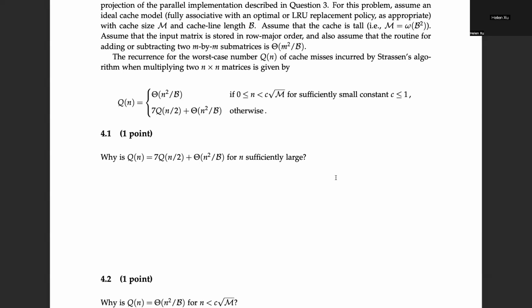Remember how to do this? Okay, so the first question was, why is this recursive case the way that it is for sufficiently large n? It matches the recursiveness of the algorithm itself, because its recursive calls happen 7 times, for the 7 multiplications. Plus there's the matrix addition and subtraction, so the storage of those matrices would require that much storage, approximately. Exactly. There are 7 subproblems, so you recur 7 times. Each one has its side length halved, since with square matrices the side length is halved in both dimensions, and this plus n squared over b is to combine the submatrices.